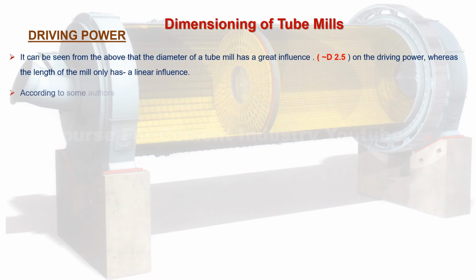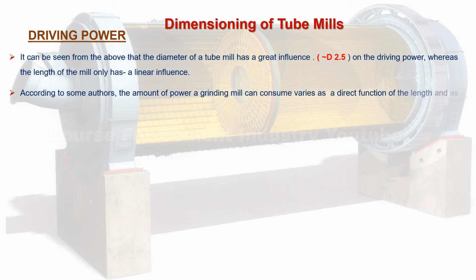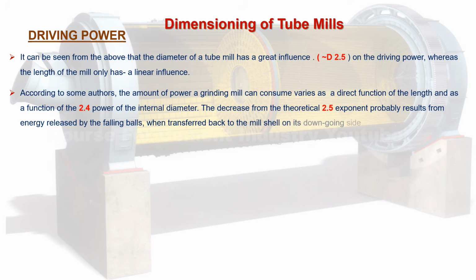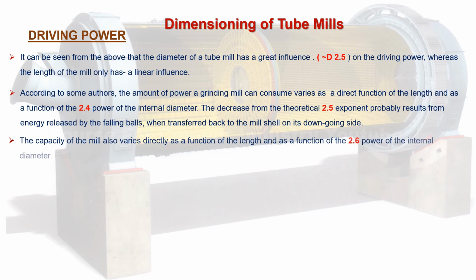According to some authors, the amount of power a grinding mill can consume varies as a direct function of the length, and as a function of the 2.4 power of the internal diameter. The decrease from the theoretical 2.5 exponent probably results from energy released by the falling balls, when transferred back to the mill shell on its downgoing side. The capacity of the mill also varies directly as a function of the length, and as a function of the 2.6 power of the internal diameter.